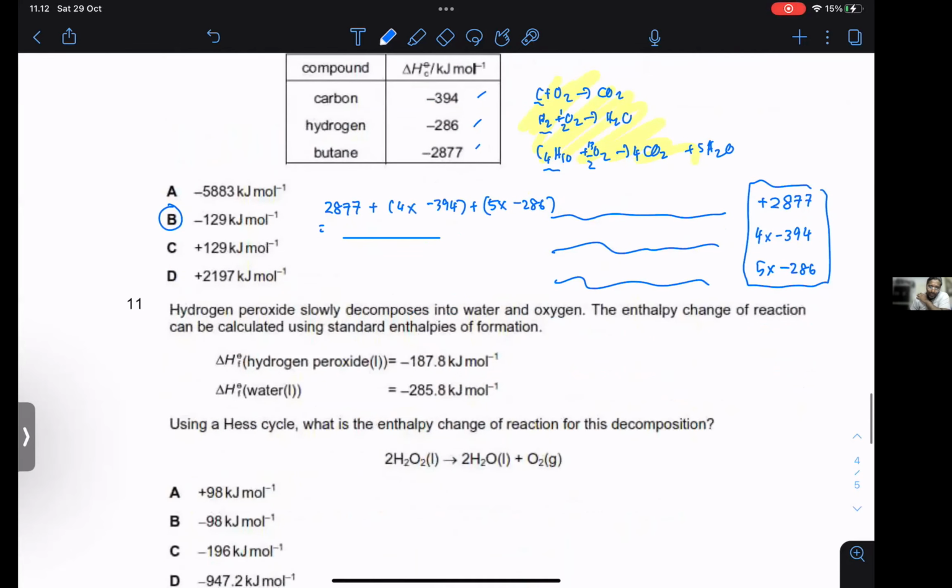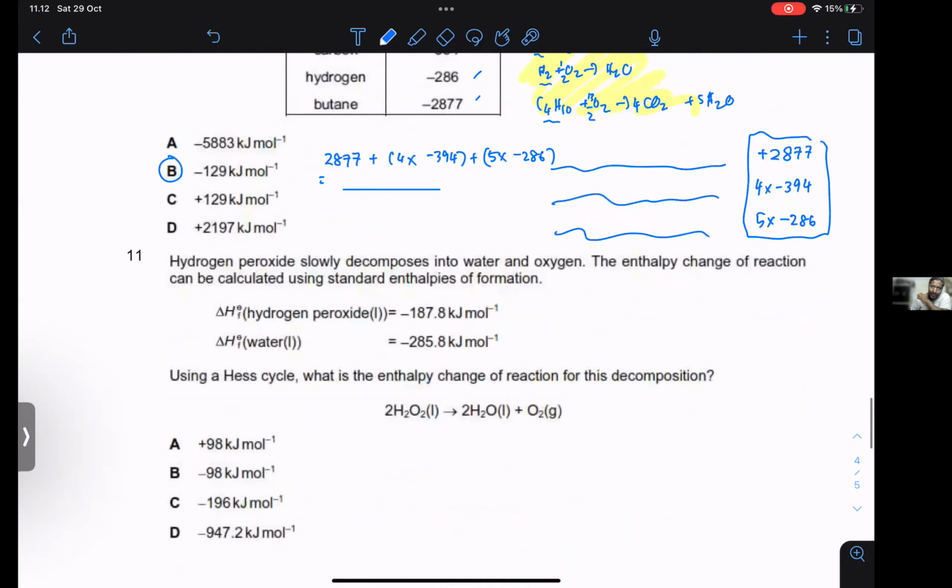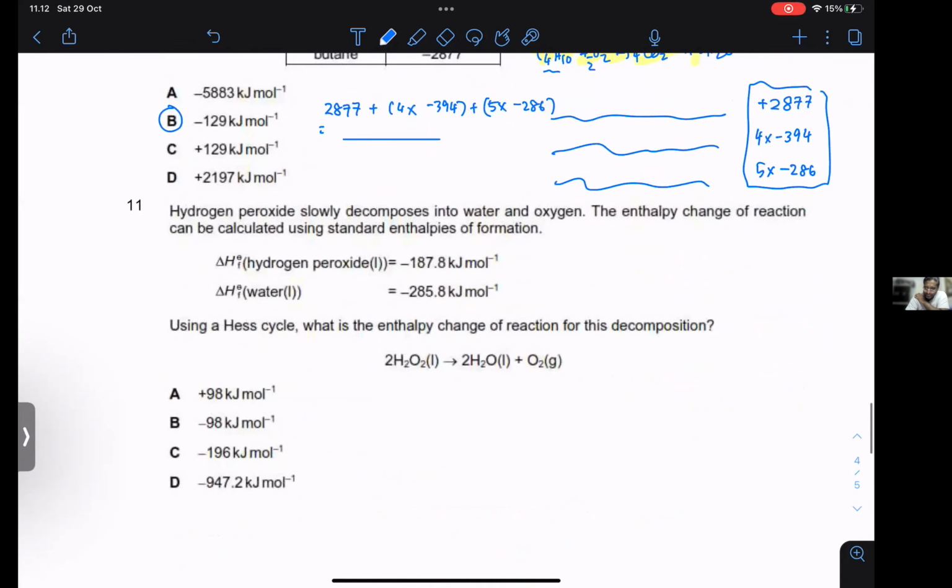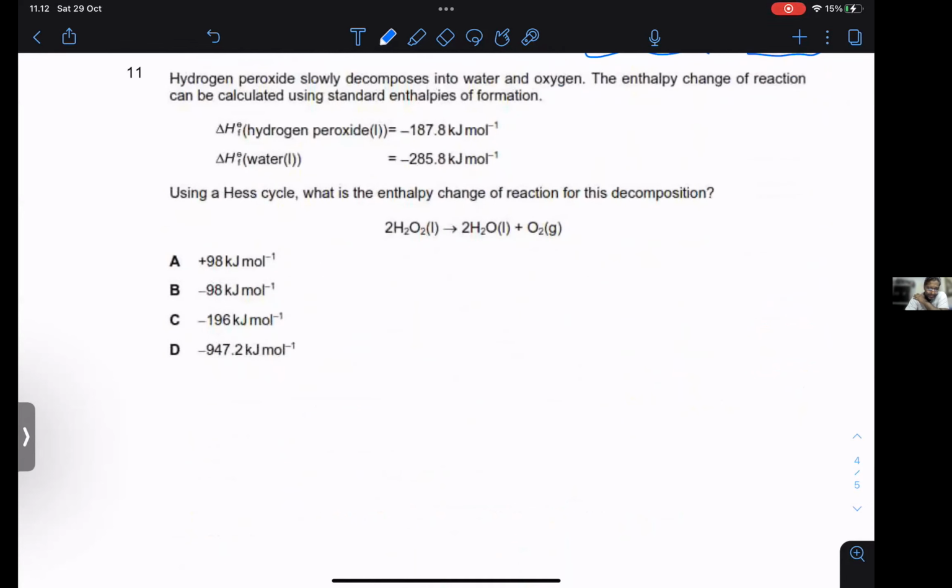So question number 11. Hydrogen peroxide slowly decomposes. The enthalpy change of reaction can be calculated using the following information. You want to calculate something, but they give you formation. So Wilson, which method do you prefer? They give you formation, many formations.